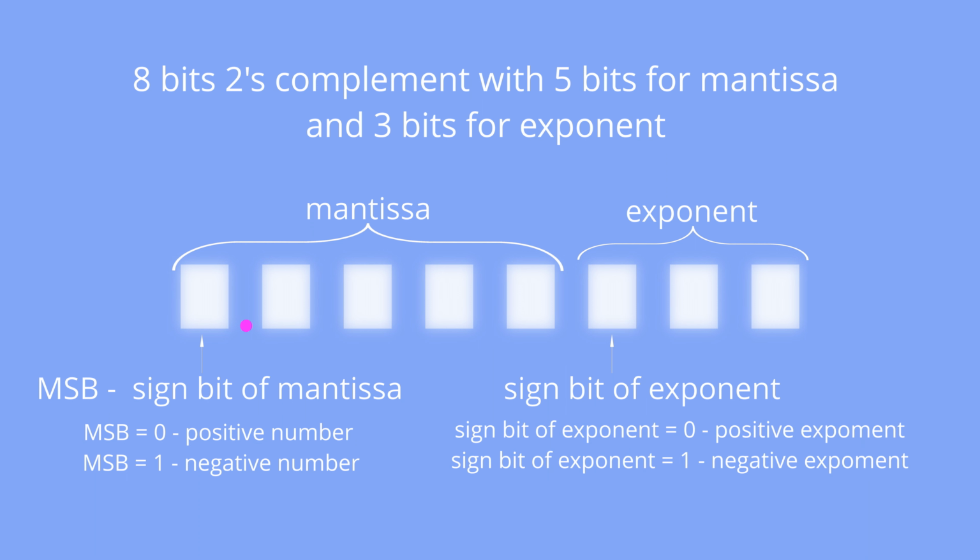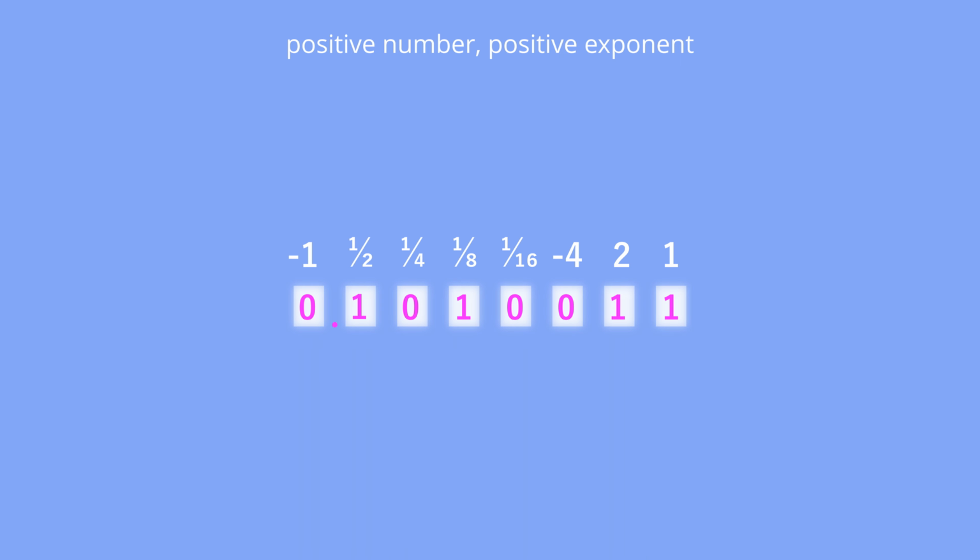If the sign bit of exponent equals 0, an exponent is positive. So the absolute value of a represented number is large. If the sign bit of the exponent equals 1, an exponent is negative. So the absolute value of a represented number is small. Let's consider an example with a positive number and positive exponent. Please pay attention to the weights of mantissa and exponent.